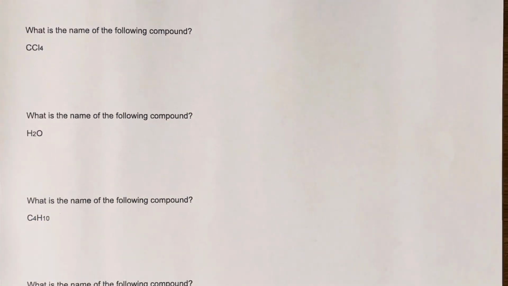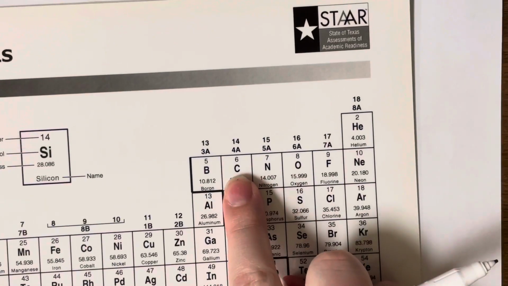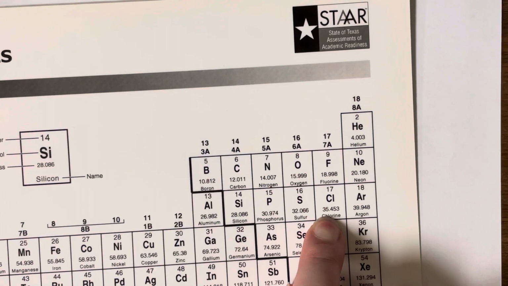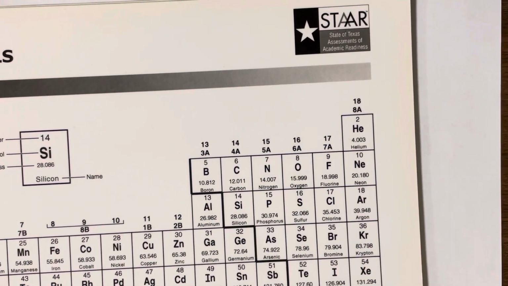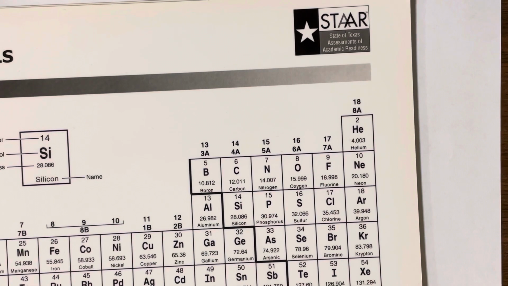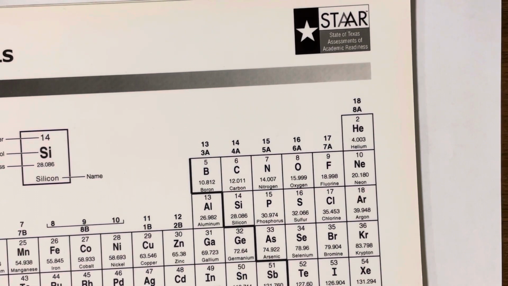What is the name for the following compound? CCl4. So first I need to figure out who C and Cl are. C is carbon and Cl is chlorine. These are both nonmetals, which means that this is a covalent compound, which means instead of finding charges and transferring them to subscripts, I need to figure out the prefix and that's it.